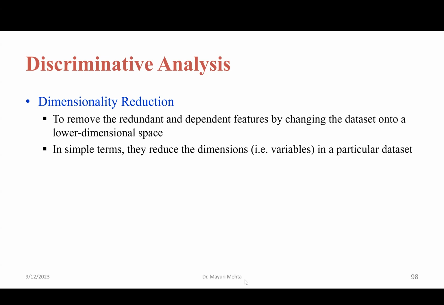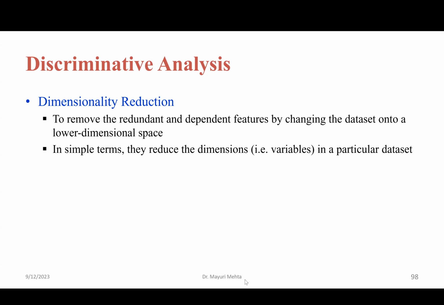Let me give you one example. Suppose your student database includes 4 columns: marks in subject S1, marks in subject S2, marks in subject S3, and total marks. Of course, total marks considers the marks in S1, S2, and S3. So instead of considering all these 4 features, I can consider only total marks because it includes the marks of S1, S2, and S3. This is redundant information, if I consider S1, S2, S3, and total marks also.